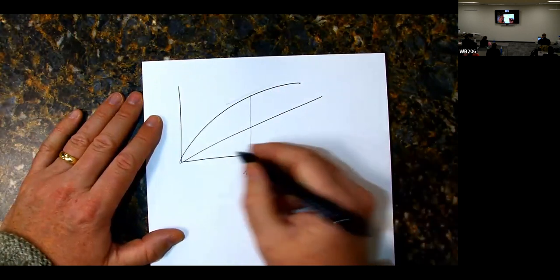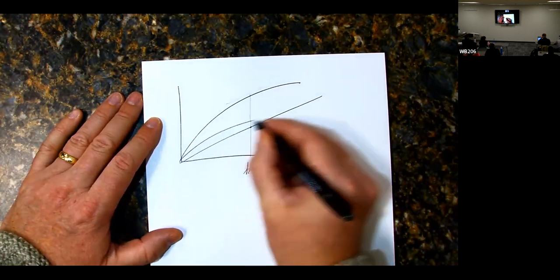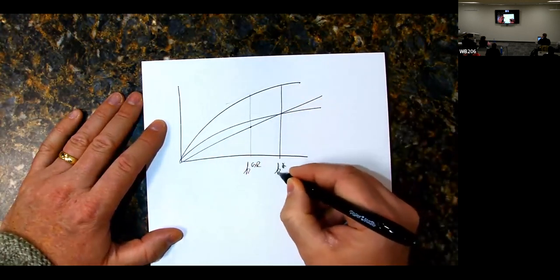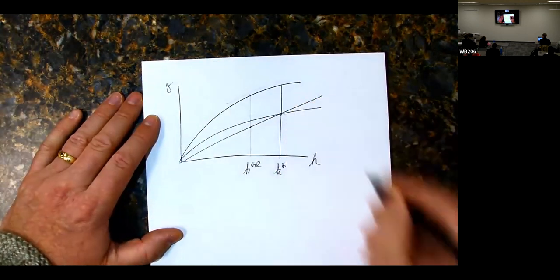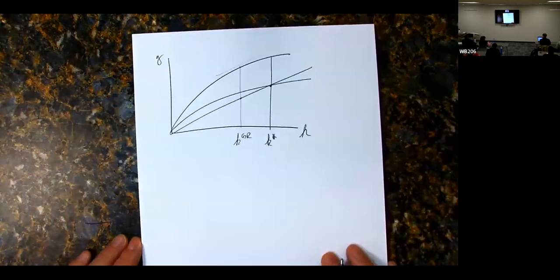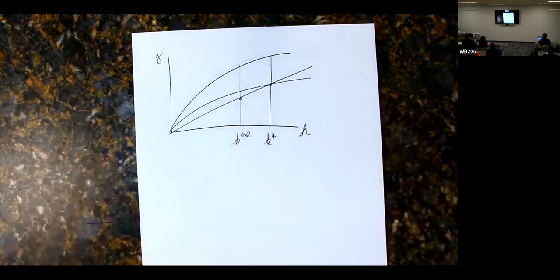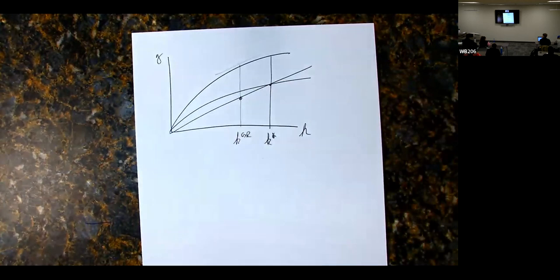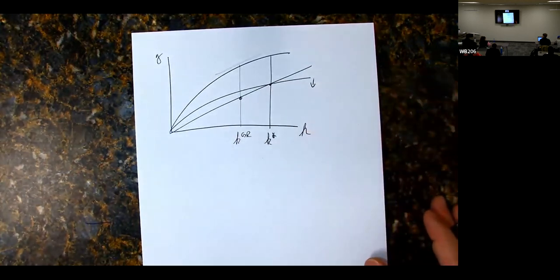And so the savings curve would have to intersect right there. If we have a steady state in the short run that is above the golden rule steady state, how do we get to the golden rule steady state? How would we change things to get to the golden rule? We would try to find a way to reduce the savings rate.